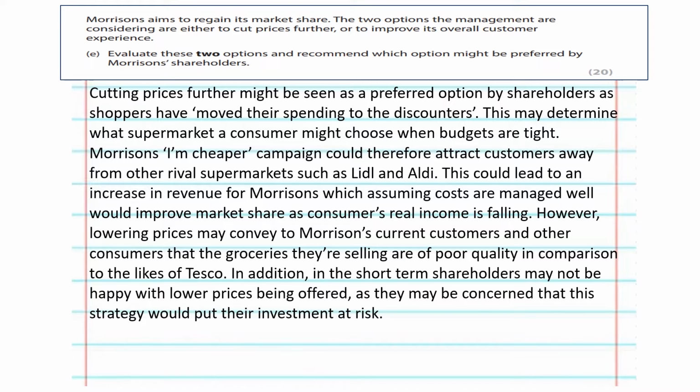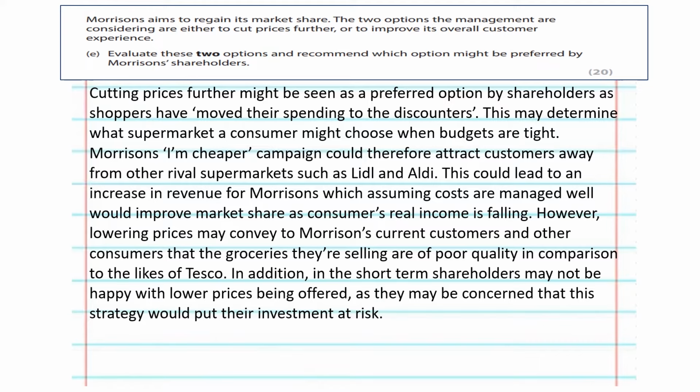Cutting prices further might be seen as a preferred option by shareholders, as shoppers have moved their spending to the discounters. This may determine what supermarket a consumer might choose when budgets are tight. Morrisons' "I'm cheaper" campaign could therefore attract customers away from other rival supermarkets such as Lidl and Aldi. This could lead to an increase in revenue for Morrisons, which, assuming costs are managed well, would improve market share as consumers' real income is falling.